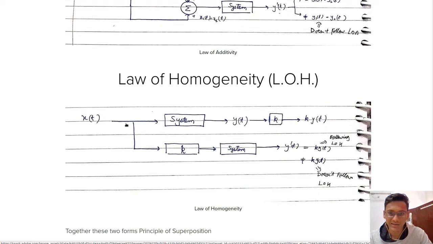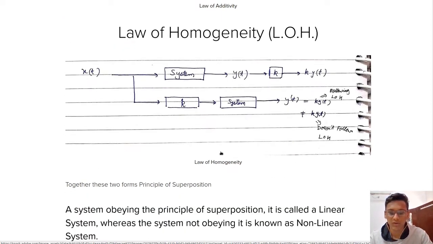A signal x(t) is passed through the system, then it is multiplied with a constant k. We get k y(t). Now, if we first multiply the signal with the constant k and then pass it through the system, then we get y'(t), which could be equal to k y(t) or not equal to k y(t). Again, if y'(t) equals k y(t), we can say the system follows the law of homogeneity. So together these two form the law of superposition.